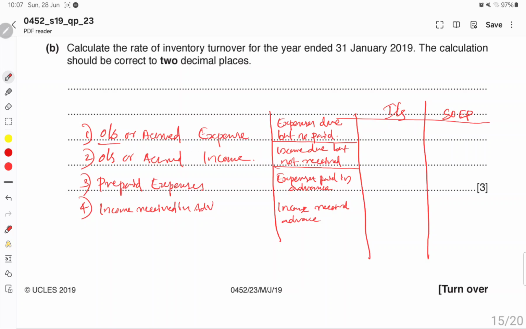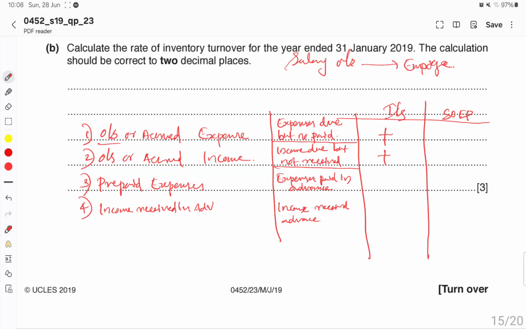So outstanding expenses is, for example, outstanding salary. Salary you have to pay to the employee, but you haven't paid. Even though you haven't paid, you need to treat it as outstanding salary in the income statement. It means we have to add it in the income statement. Then accrued income, which we didn't receive till now, we will still add it as income in the income statement. So both accrued, whether it is expense or revenue, will be added in the income statement.